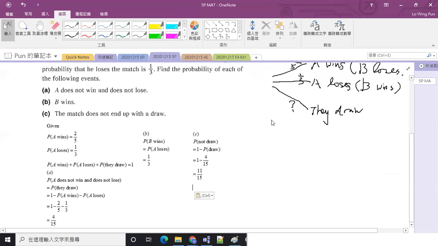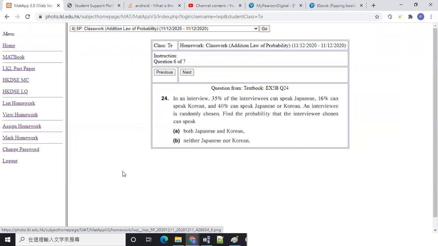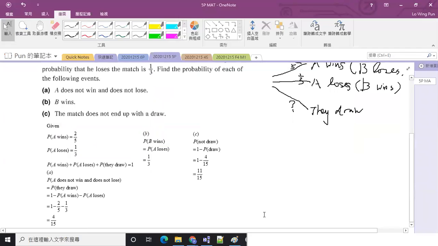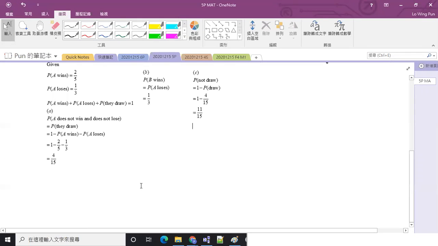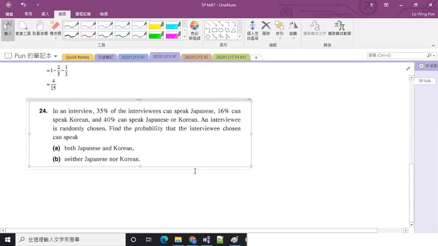So next, question number 24. In an interview, 35% of the interviewees can speak Japanese, 16% can speak Korean, and 40% can speak Japanese or Korean. An interviewee is randomly chosen. Find the probability that the interviewee chosen can speak both Japanese and Korean.